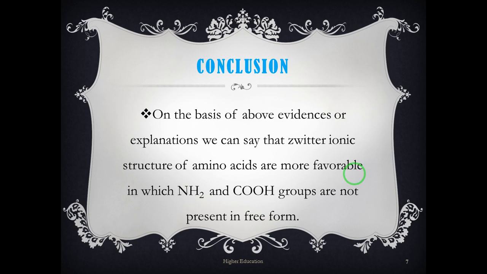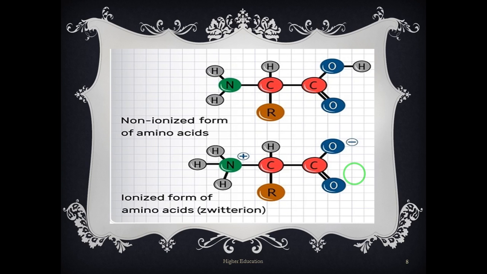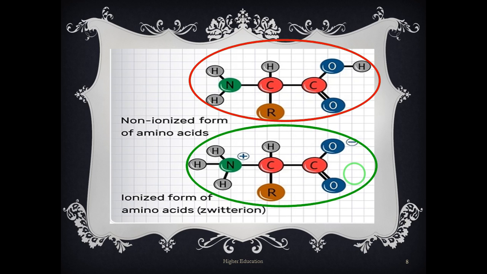Conclusion: on the basis of the above evidence which we have explained, we can say that the zwitterionic structure of amino acids is more favorable, in which the amine group and carboxylic group are not present in free form. Normally, amino acids are written in this form. When they are present in a living system, they are present in an ionized form. That ionized form is known as the zwitterion or ampholyte ion.